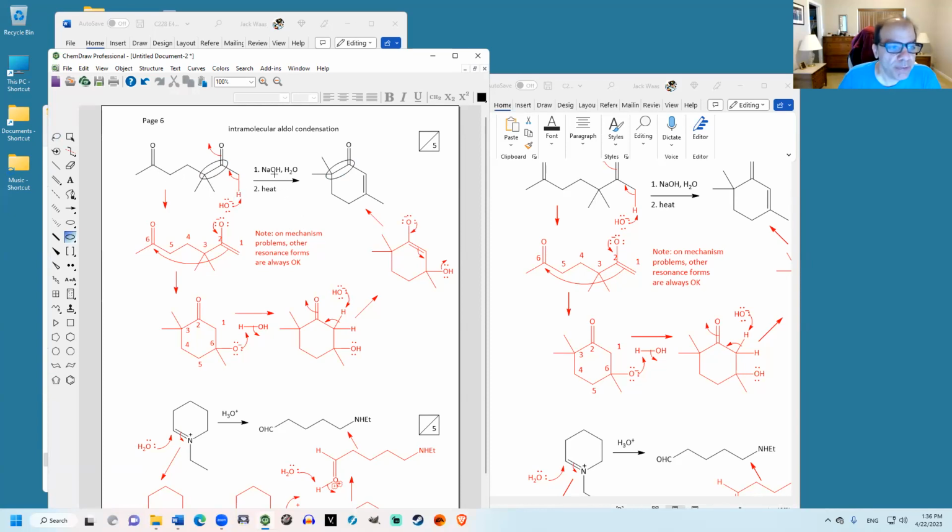So we look at the base we're given, it's OH minus. OH minus pulls off this proton and we get the enolate. And then we show the enolate attacking the other carbonyl at the other end of the molecule. I just realized I'm missing an arrow. That's better. And that gives this intermediate. And the new bond we just formed is right there between carbons 1 and 6.